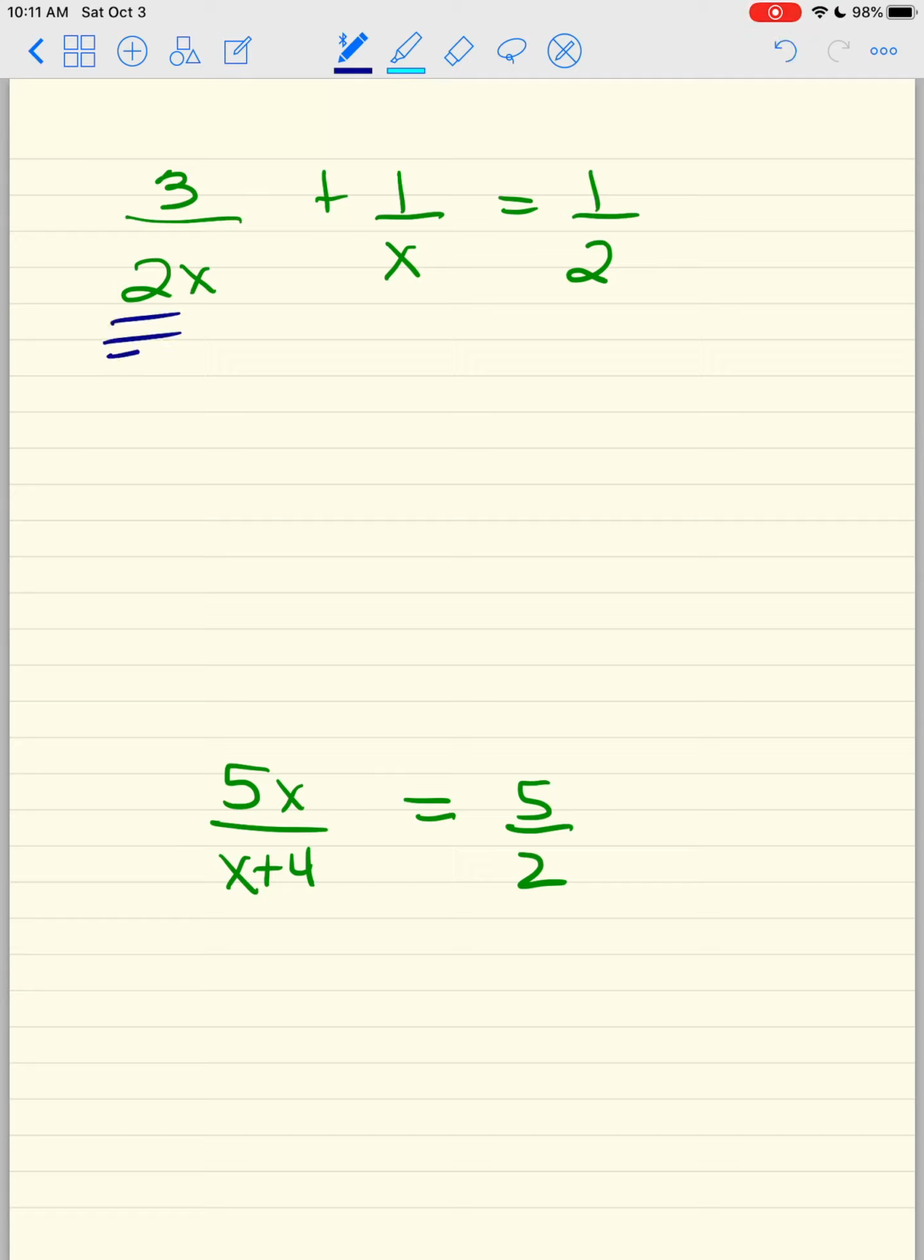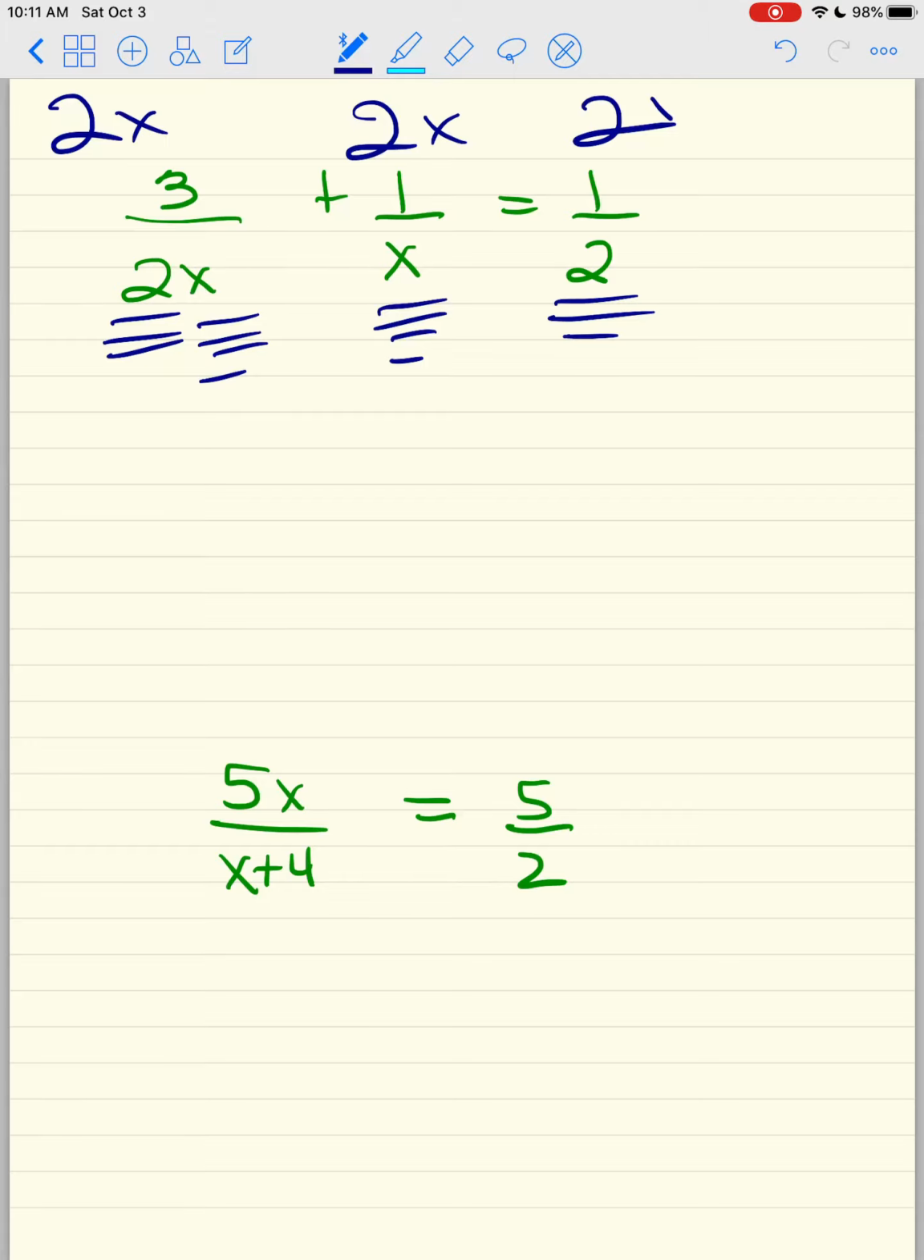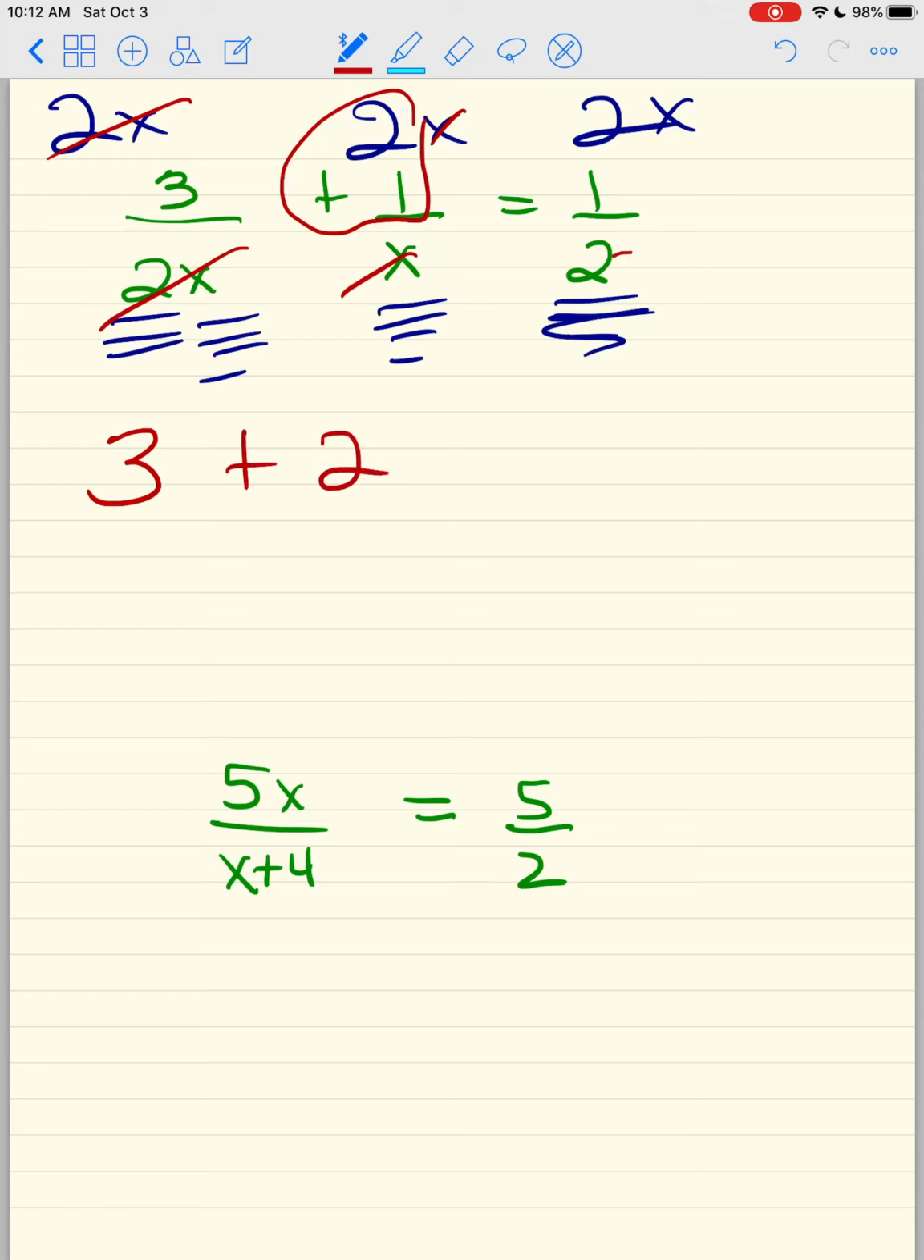What should we do here? I need a 2. I put that on top of everyone. I need an x. Put that on top of everyone. And the 2 I already have. Well, let's do this. 2x, 2x, you're left with a 3. X, x, you're left with a 2 times 1. 2, 2, you're left with the 1 times x, which is 1x.